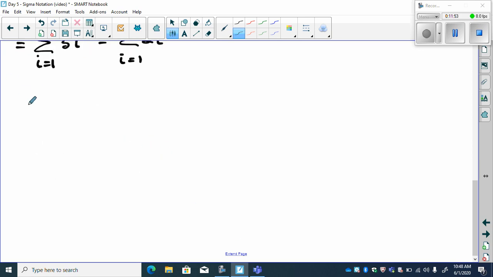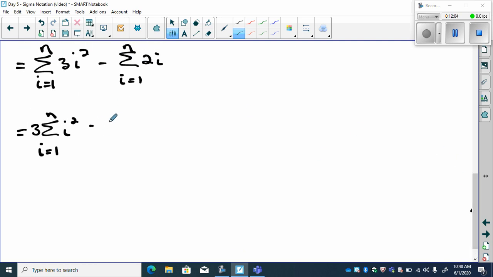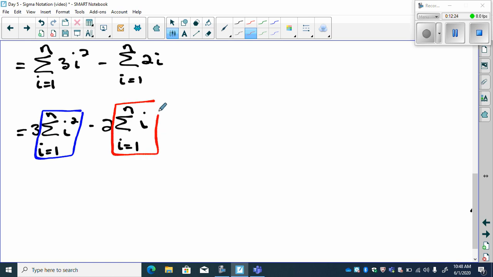Now I can pop the constant 3 out. So it'll be 3 times the sum of, so there's my quadratic. And I'll pop the 2, this constant 2 will come out in front of the sigma symbol. And we'll just leave i. So I have, once again, this is the quadratic sigma formula, and this is the linear sigma formula.